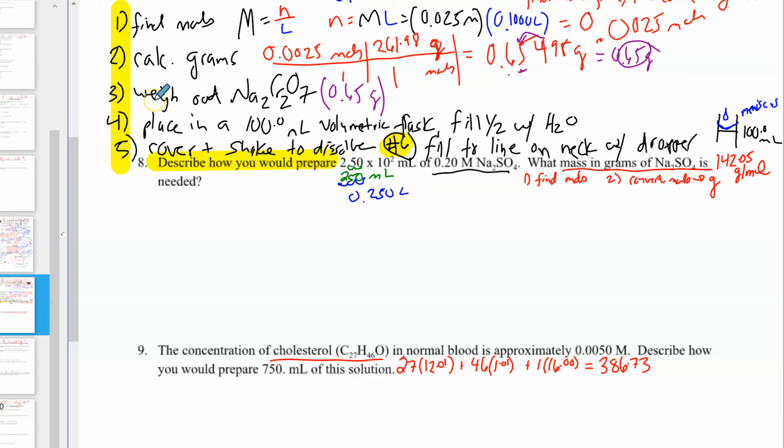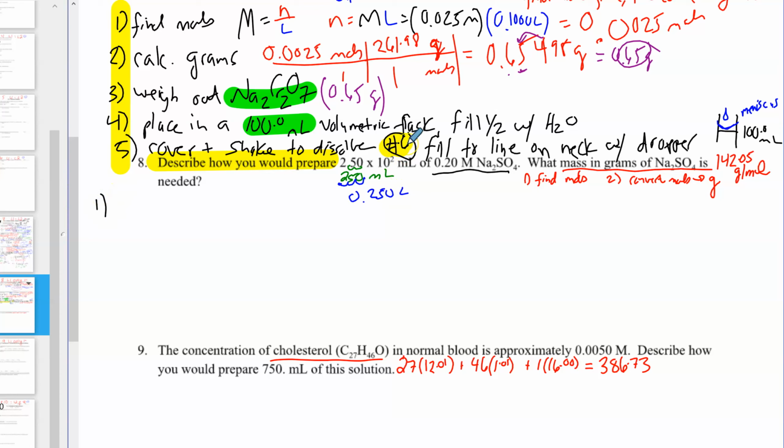You find the moles, you calculate the grams, you weigh out the grams, you place it in the right size volume. And then you fill it halfway with water and cap it. So what's going to change? It's going to be what the compound is and the volume. Here it happens to be the exact same volume. So when it says describe how you can prepare, we're just going to refer back to that previous problem. Number 1, first thing is I have to find how many moles I need.